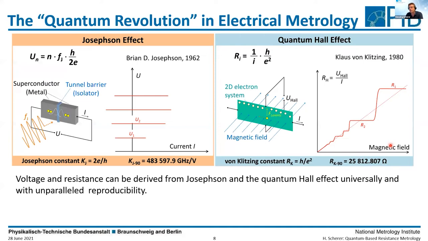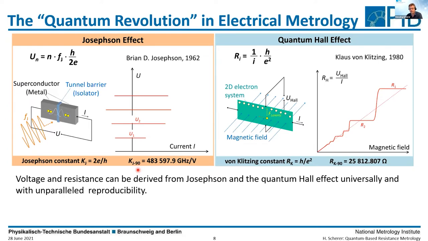The physics evolved, and we got what we call the quantum revolution in electrical metrology. Historically, it probably started with the Josephson effect, which was predicted by Brian D. Josephson in 1962. Here you see a simple portrait of what this effect is and what it is used for in metrology.